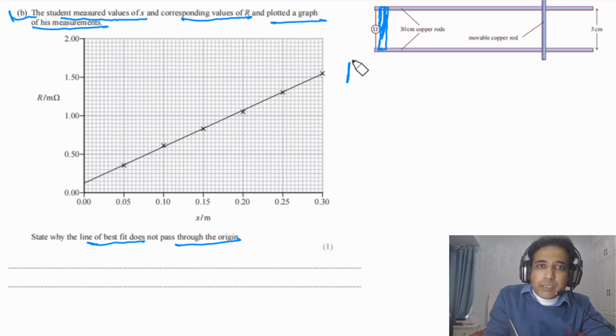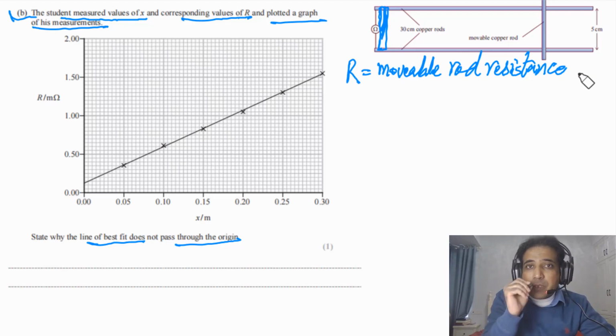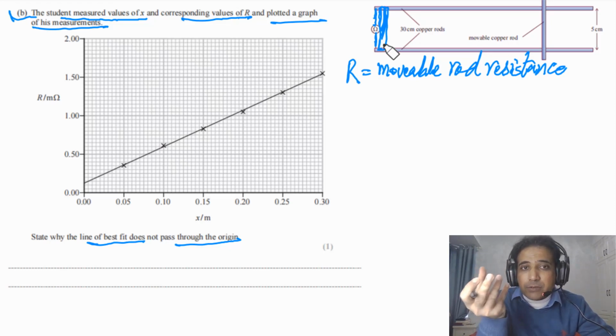So the ohm meter will give us the value of resistance, and that is resistance of movable rod, this rod. So simply we can say that is movable rod resistance. When we say the ohm meter will only give us the value of resistance of the movable rod, it means we are assuming these connecting leads are ideal, but practically these connecting leads also have resistance. So the meter will show the resistance of connecting leads. We can also talk about that point. So these are two valid points you can write down.